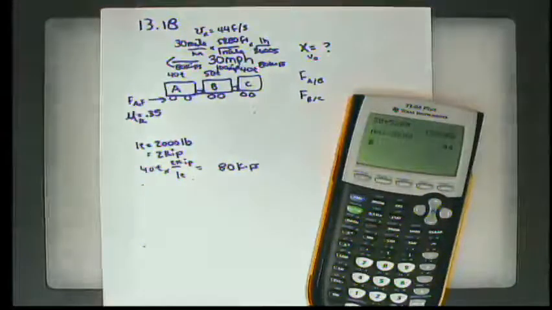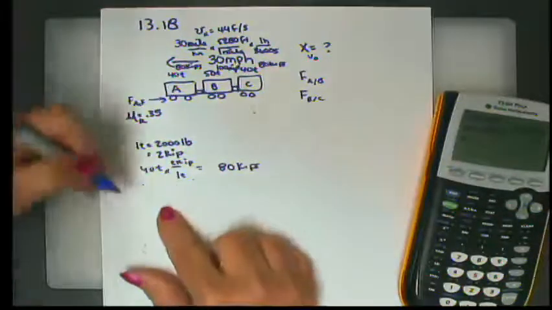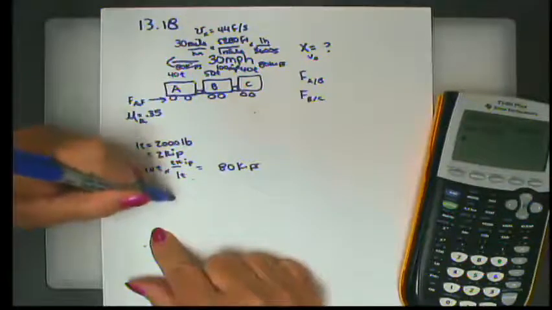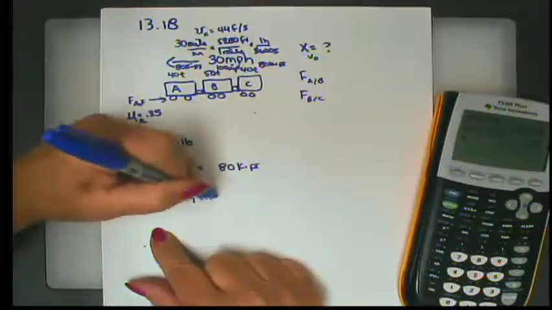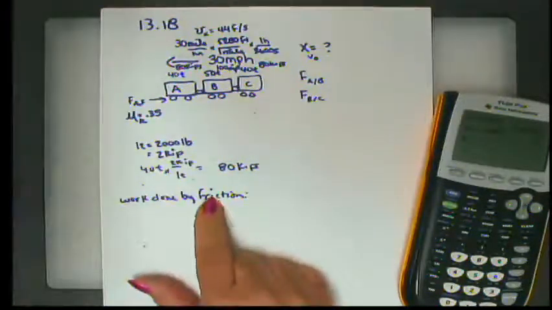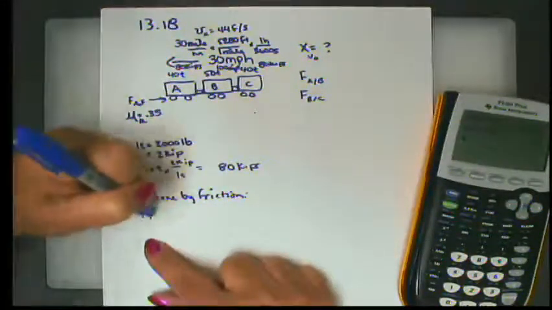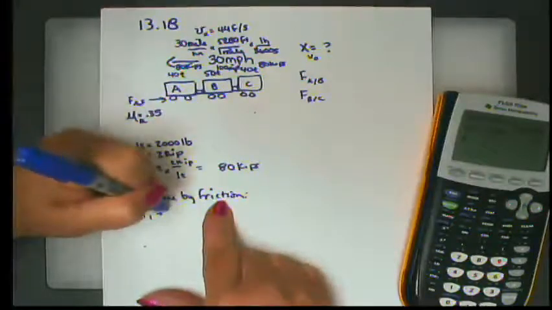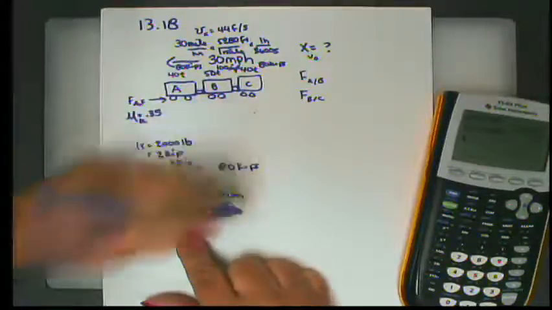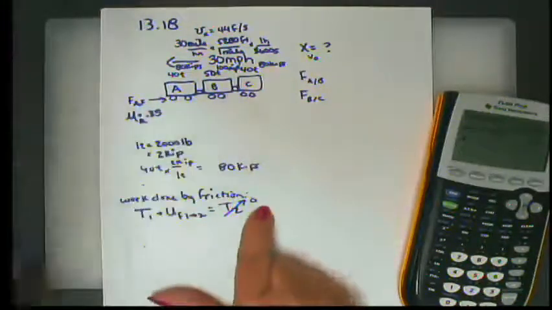All right. So far, so good. Well, if we think about this in terms of the work done by friction, which is a nice way to handle that non-conservative force, we can use the work energy principle and say that the kinetic energy at time 1 plus the work done by friction from 1 to 2 equals the kinetic energy at time 2. Okay? This is 0 because we want that car to come to a stop.